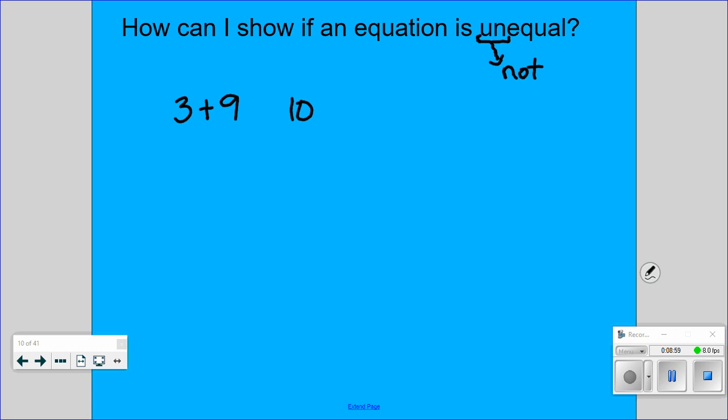I know that 3 plus 9 does not equal 10. 3 plus 9 is equal to 12. So what am I going to put in there? What symbol to show that?